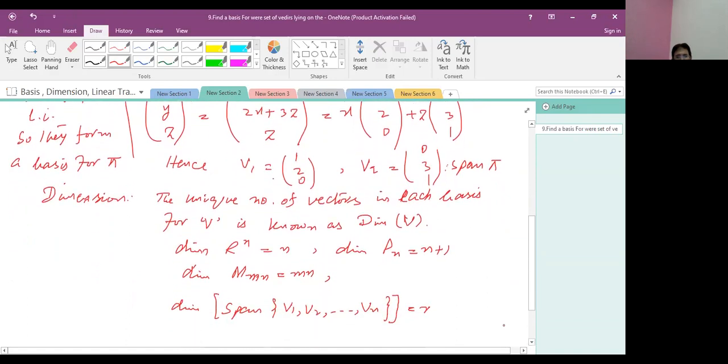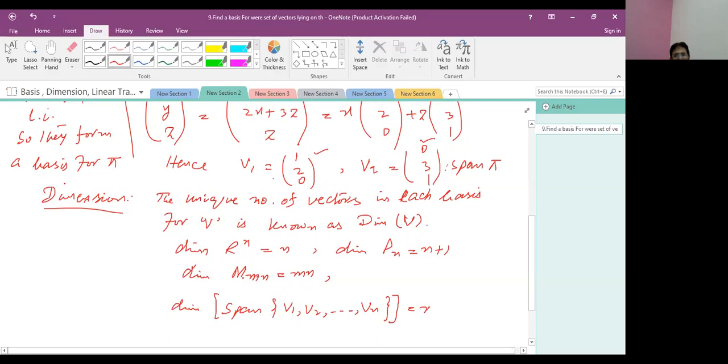Now for the second definition, about dimension. What is dimension? The unique number of vectors in each basis for V is known as the dimension of V. For example, student, if there are two vectors in a basis, it means the vector space has dimension 2. We write it as dim V. Dimension of R raised to the power n is equal to n. And for Pn, where P represents the polynomial function, if it is P2, it means 2 plus 1 is the dimension.